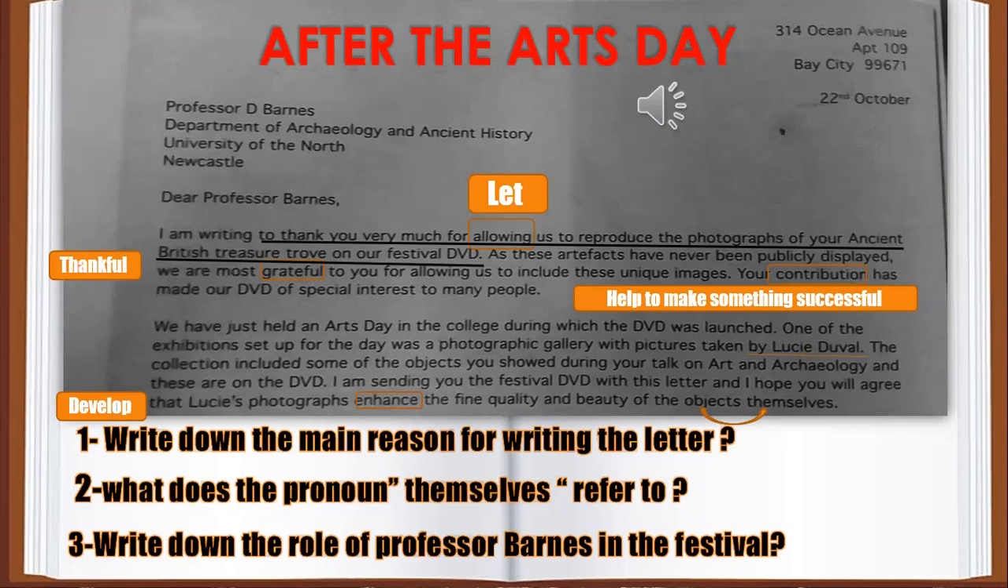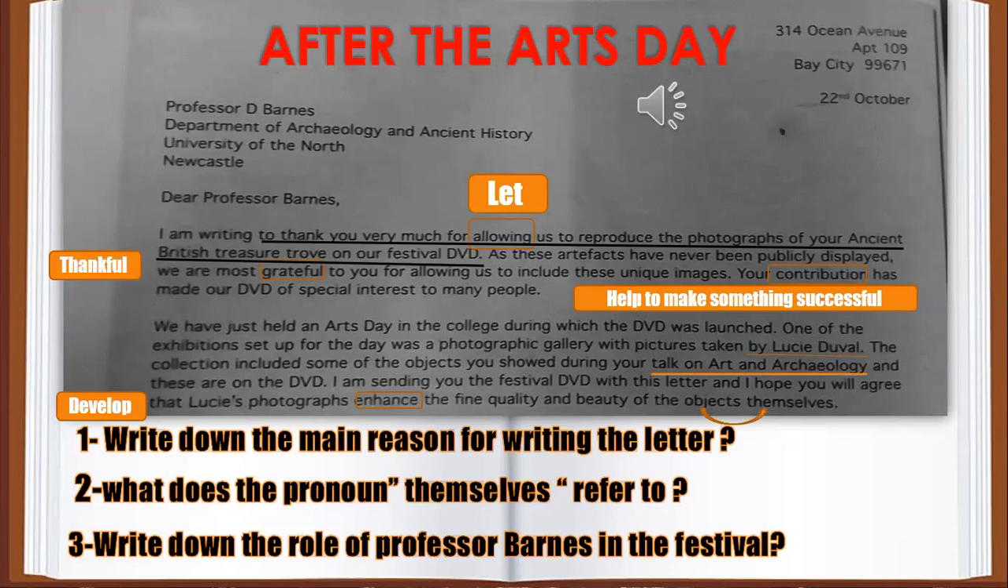What was his role in the festival? He gave a talk on the subject of art and archaeology. Okay, and he showed them some artifacts. He showed them some of the objects that Lucy photographed and put in the DVD. Okay, so his role was he gave a talk on art and archaeology.